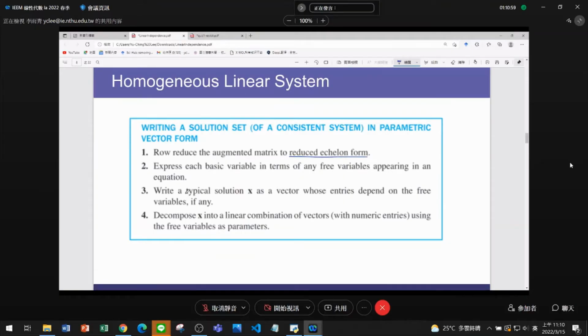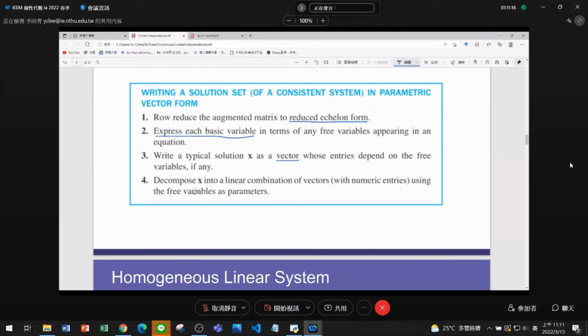And then we express each basic variable in terms of any free variables appearing in the equations. And then we write a typical solution as a vector whose entries depend on the free variables, if any. And then finally decompose x into a linear combination of vectors with numeric entries, using the free variables as parameters.